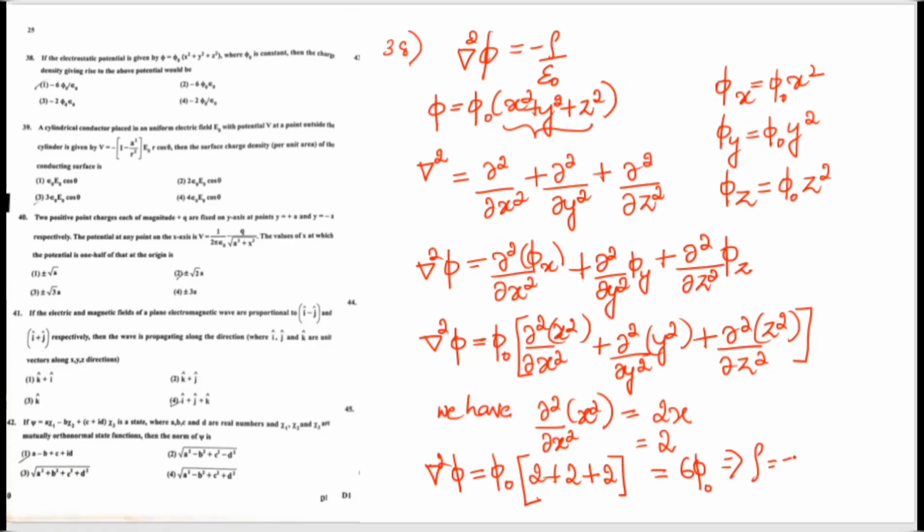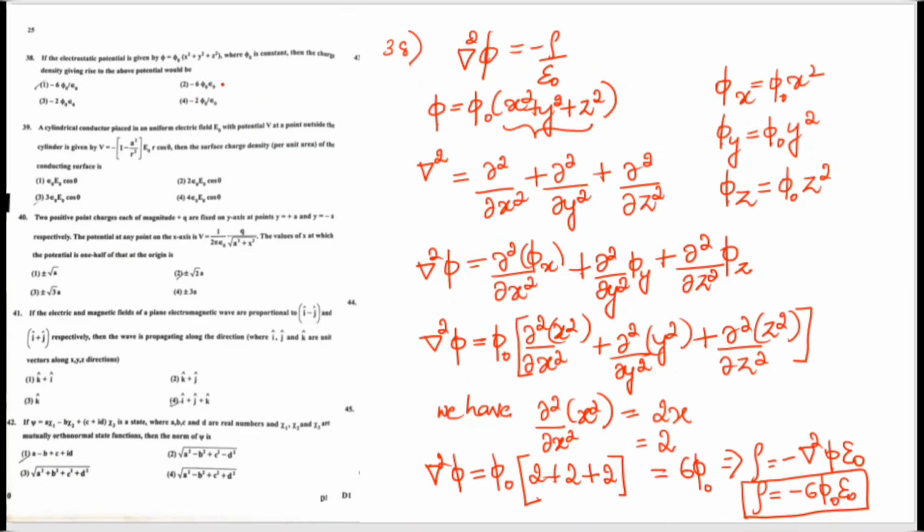equal to negative of del square phi into epsilon naught. So what is the value of del square phi? We have del square phi equal to 6 phi naught, so minus 6 phi naught into epsilon naught will be the value for rho, that is the charge density. So which option is the correct option here?